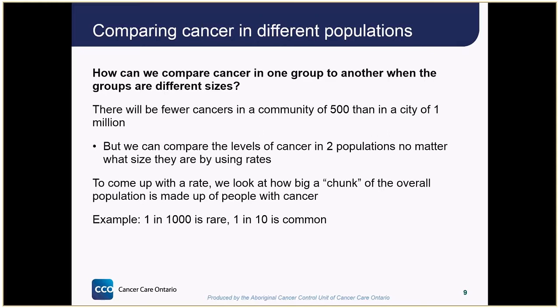To come up with a rate, we look at how big of a chunk of the overall population is made up of people with cancer. For example, something that happens one time in 1,000 is rare, but something that happens one time in 10 is much more common.